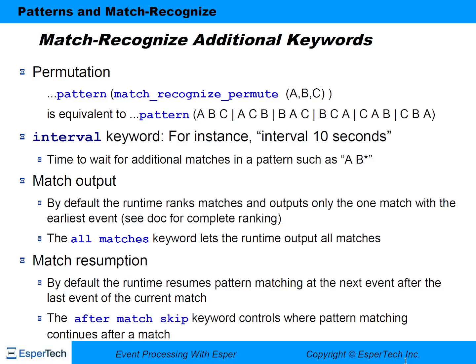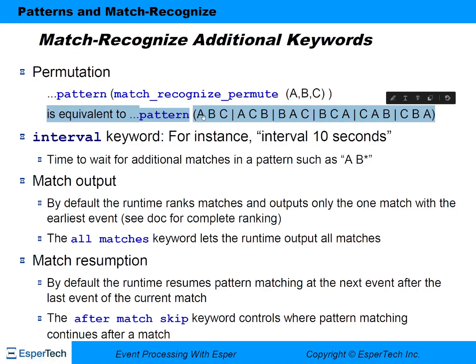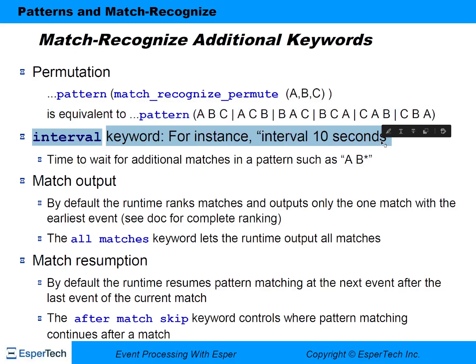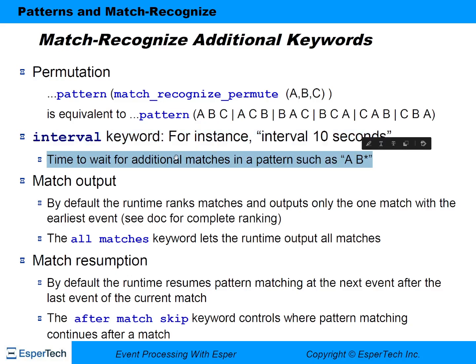This slide highlights some of the additional keywords for match recognize. For handling permutations, there is a match recognize permute keyword, and after that keyword is a list of variables. Let's say the variables are A, B and C. The permutation is equivalent to pattern A, B, C or A, C, B or B, A, C and so on. The interval keyword is followed by a time period. It specifies a time to wait for additional matches in a pattern such as A, B star.